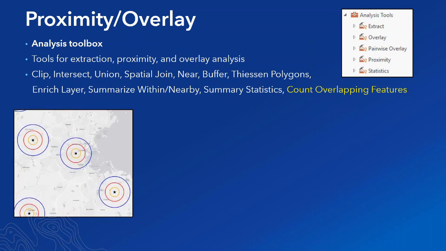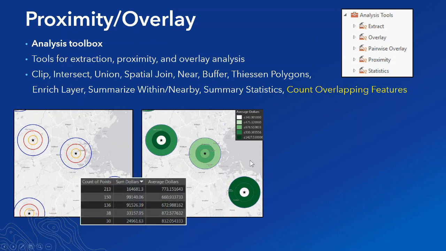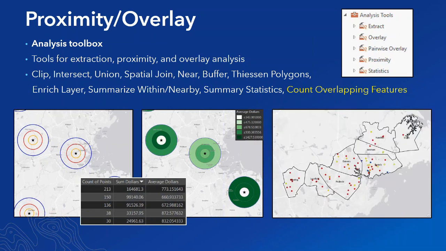So an example here might be a company has store locations, and what they've done is they've created 1, 3, and 5 mile rings around each store using buffer. What they could then do is overlay their customer data and perhaps calculate the average dollar spent within each one of those rings and generate some summary statistics based on where their customers are coming from. Basic stuff combining proximity and overlay.